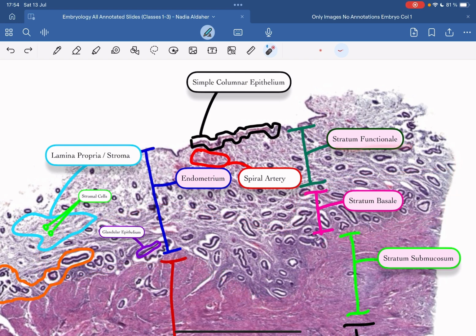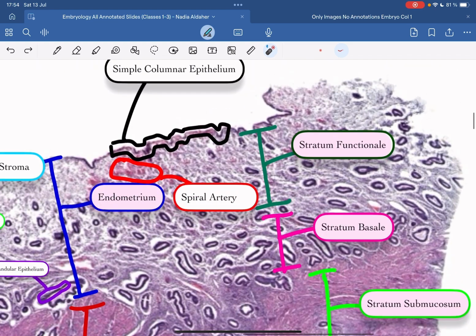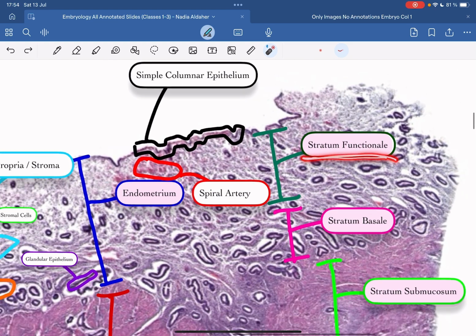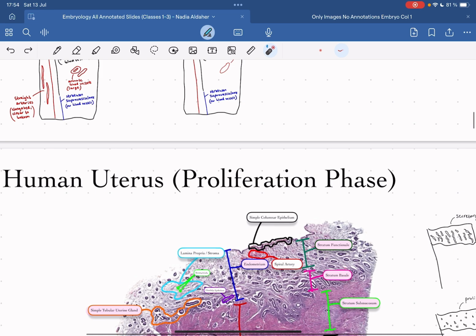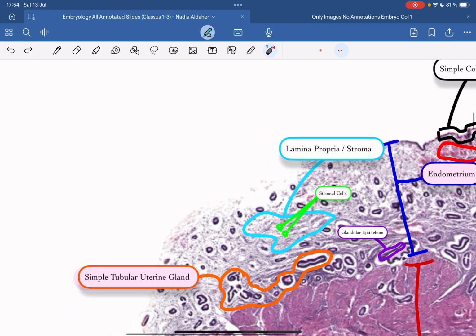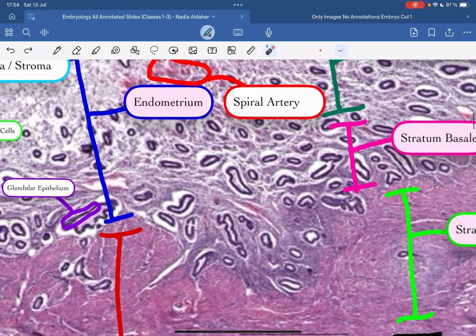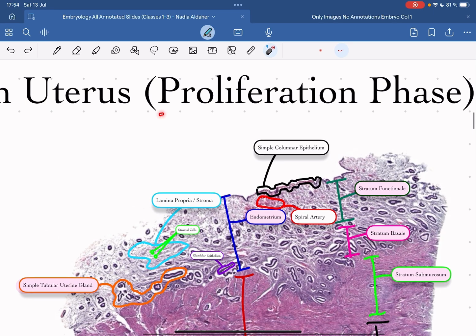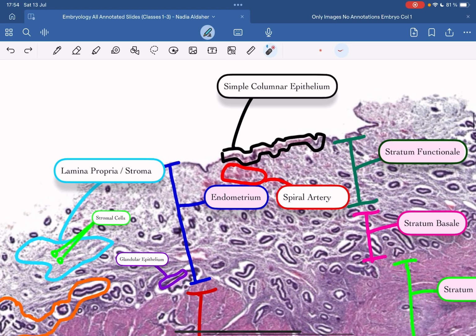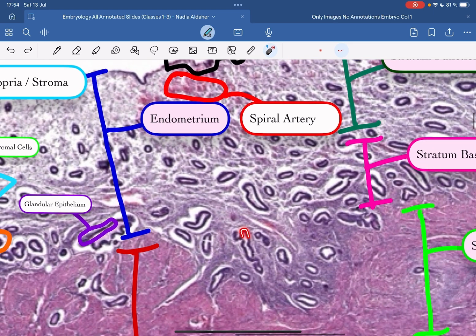Then we have the stratum functionale, which is the top half of the human uterus. I would recommend looking towards the stratum functionale area in order to differentiate between the glands, so that you know if you're in the proliferation phase or in the secretory phase. Why? Because in the stratum basale area, even though you're in a proliferation phase type uterus, you might see these elongated glands and think, we are in the secretory phase.